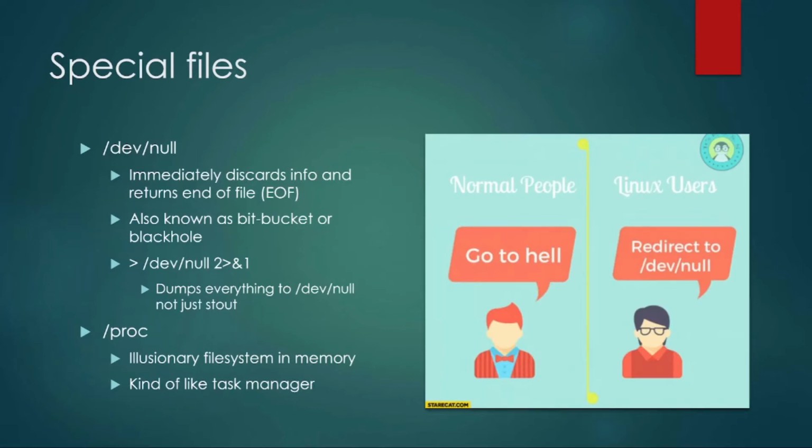Now, we do also have some special files. So in a Linux system, we have something called dev null, and this is also sort of known as a black hole. Basically, if you send anything to dev null, it's just completely ignored. It's like it never happened. So you can take standard out and just dump it there, but you can just dump anything there, and it's just basically a black hole of nothingness. We do also have proc, which is an illusionary file system. Think about it a little bit like a task manager, and it's where we can store some other types of information specifically about what's happening in the system right now.